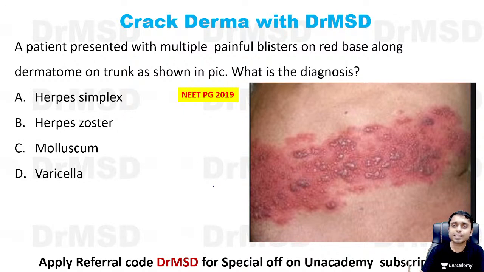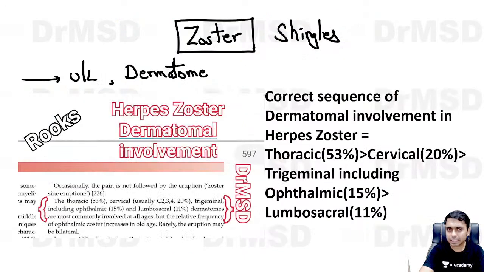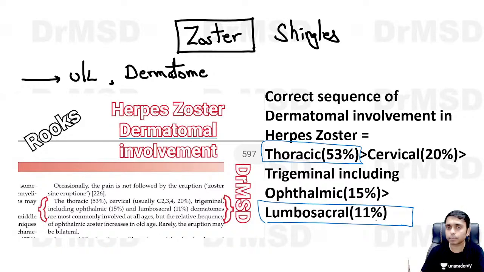And this is a very simple straightforward question. I have already discussed this. So it is herpes zoster, where we can see multiple painful blisters present over an erythematous base arranged in a dermatomal fashion. Okay, this is a very, very easy picture. And just remember that the most common dermatome is the thoracic dermatome, and the least common dermatome is lumbosacral dermatome.